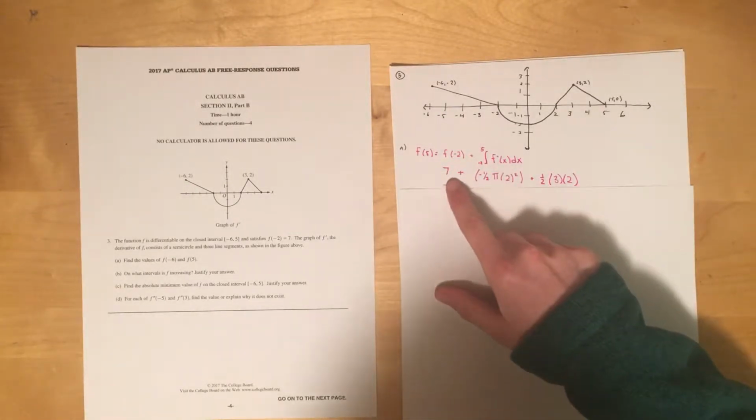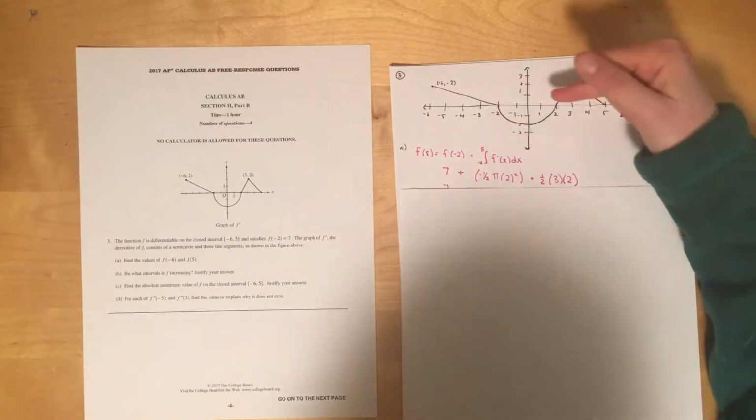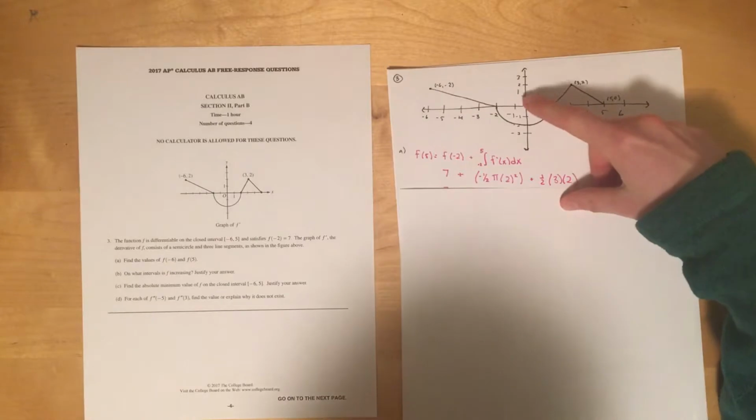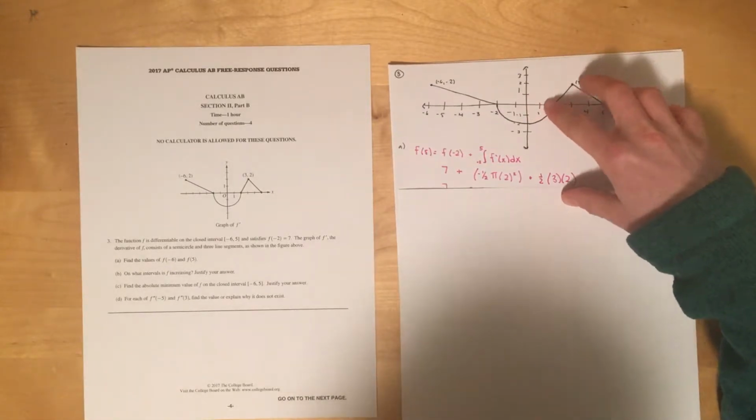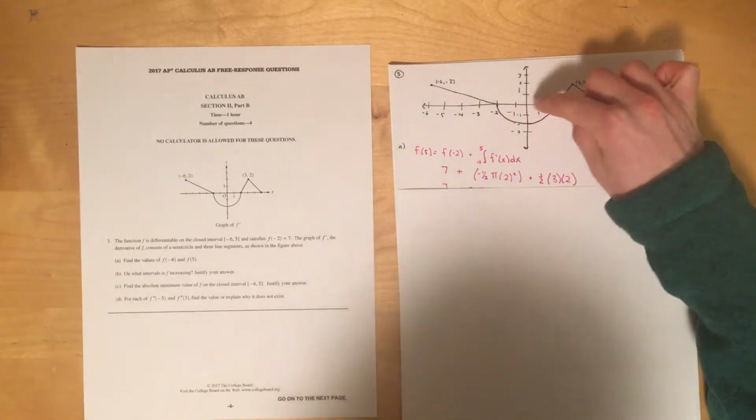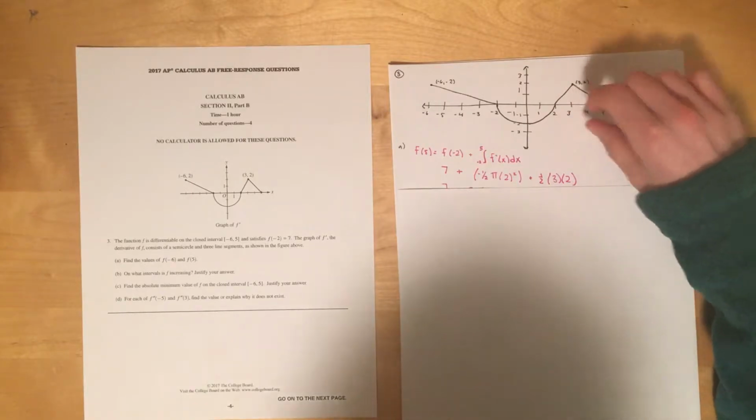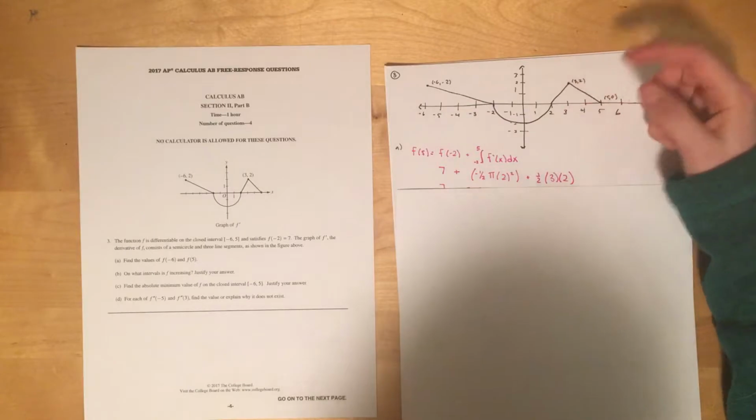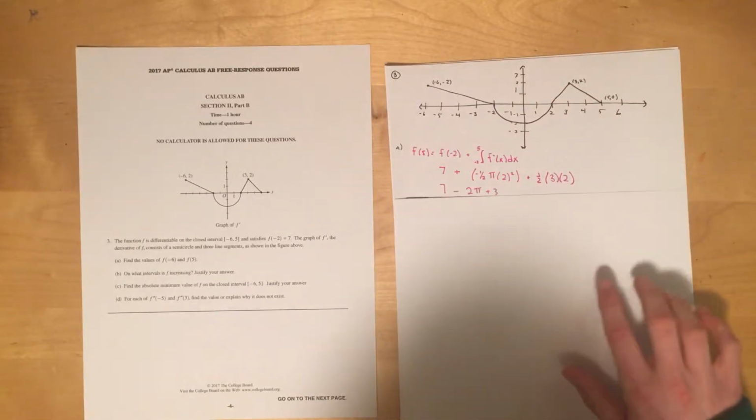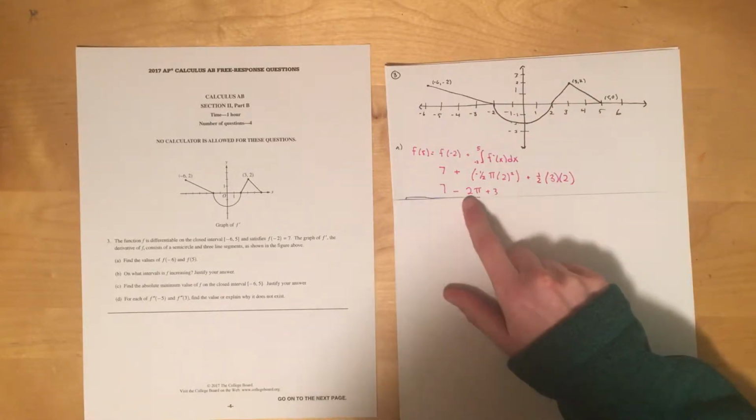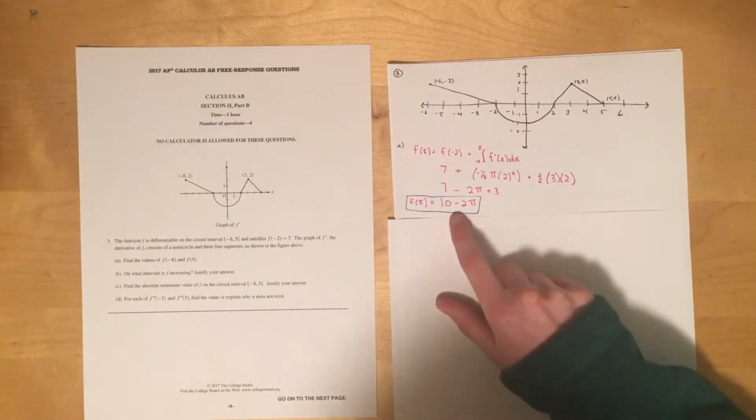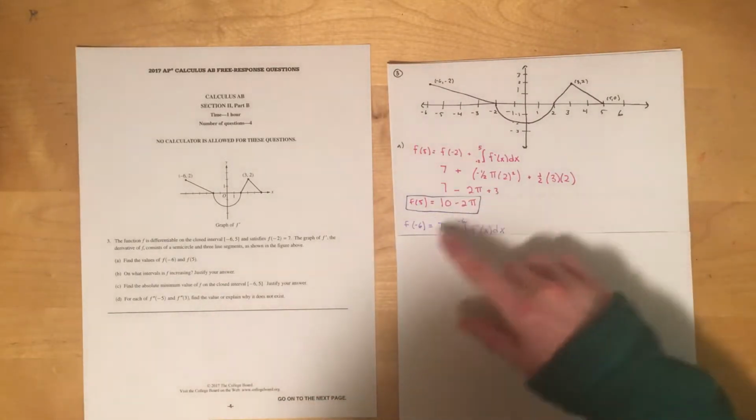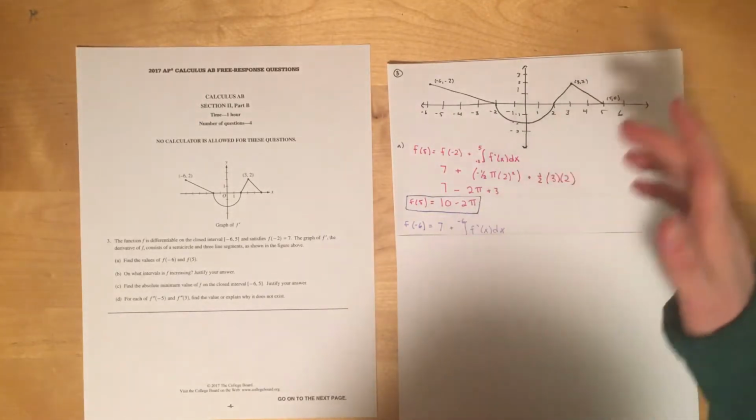So you know that f of -2 is 7, and it was stated that this is a semicircle, so you have to add -1/2 pi times 2 squared, and then you also add the triangle with base 3 and height 2. So you get 7 minus 2 pi plus 3, so f of 5 therefore is 10 minus 2 pi.